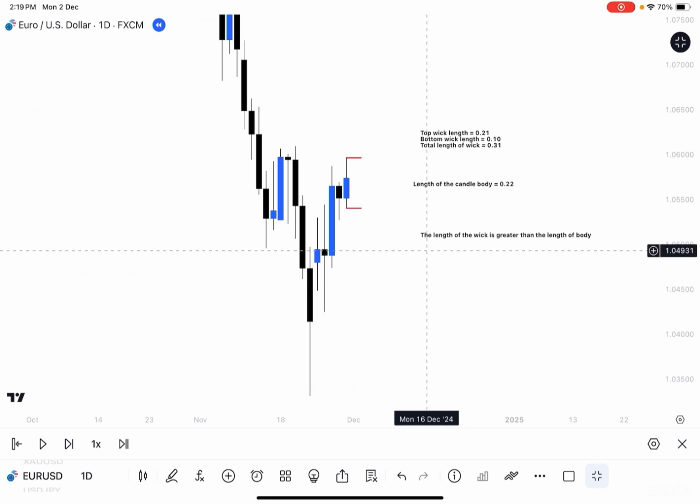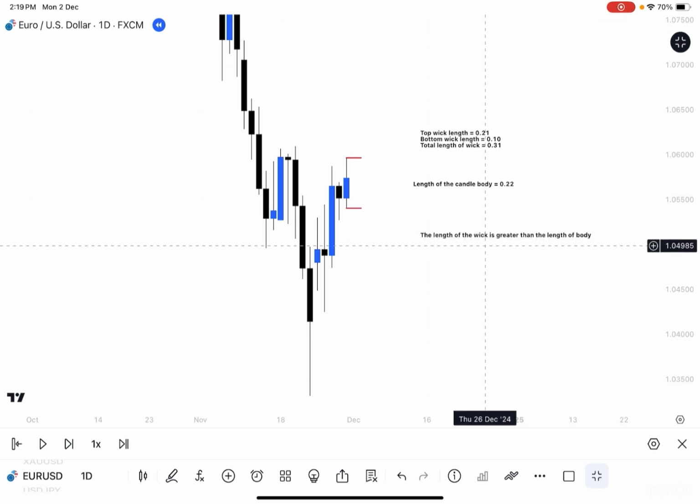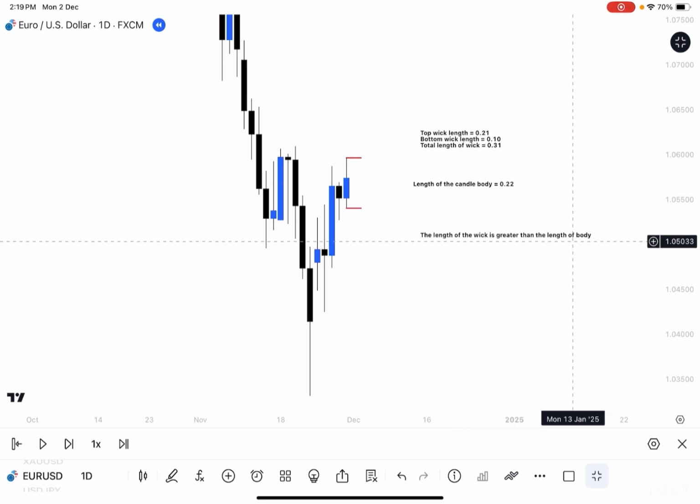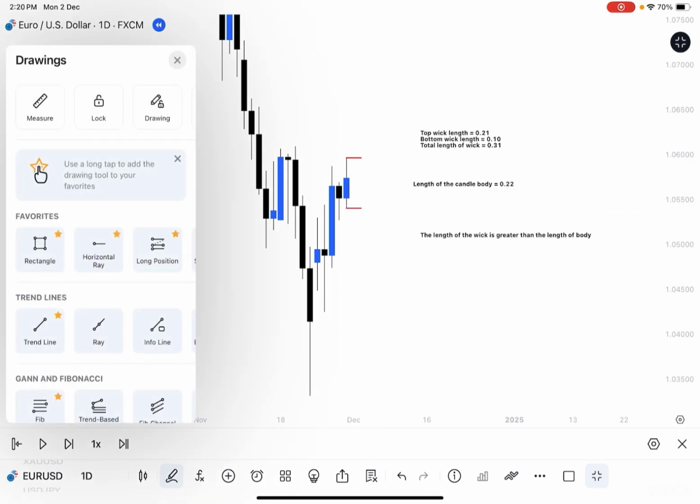So for this particular candle, the length of the wick is greater than the length of the body. So from here, as I said already, if the wick is greater than the body, it's not a CRT candle. So for this particular candle, it's not a CRT candle.